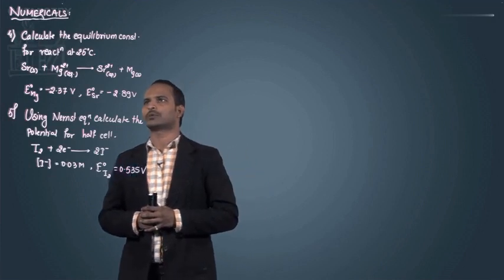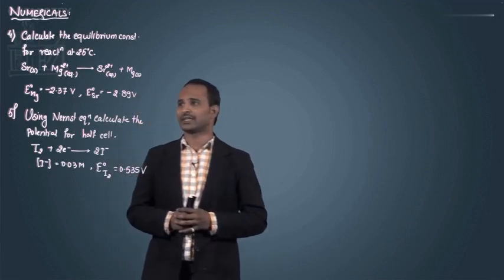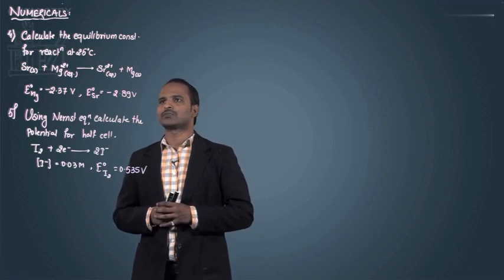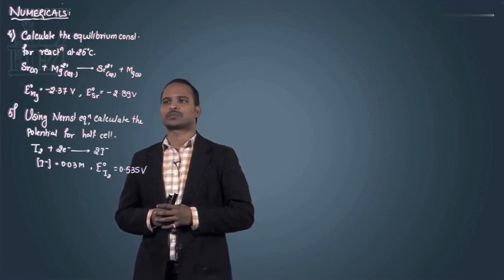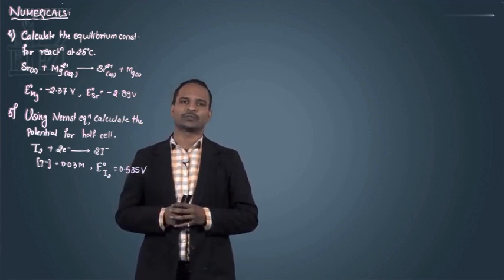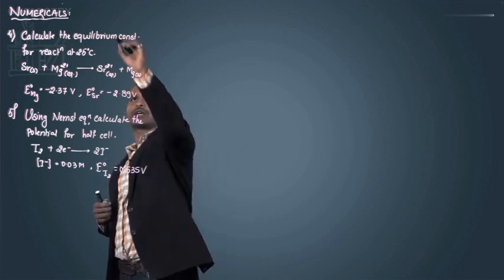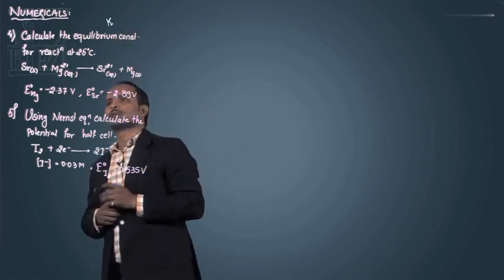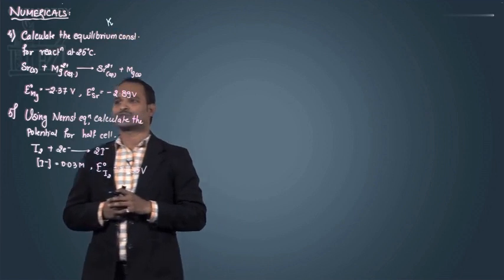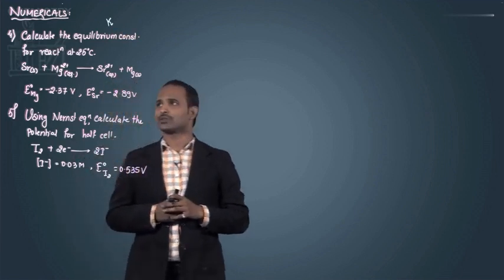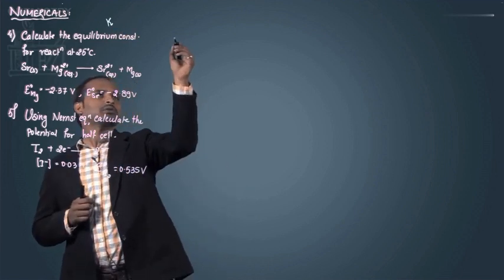The next numerical we have: calculate the equilibrium constant for the reaction at 25 degrees Celsius. Strontium plus Mg2+ gives strontium 2+ plus Mg. We have to calculate the equilibrium constant, that means we have to calculate K. E naught values for magnesium and strontium are given. So let's start with the fourth question.